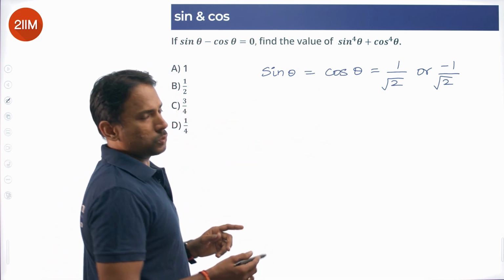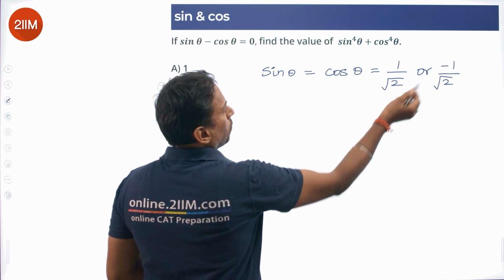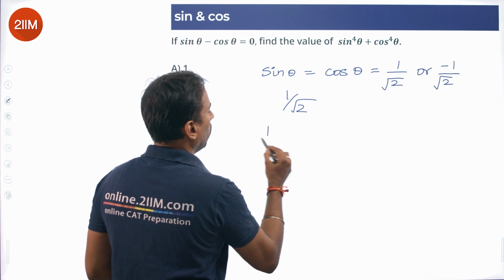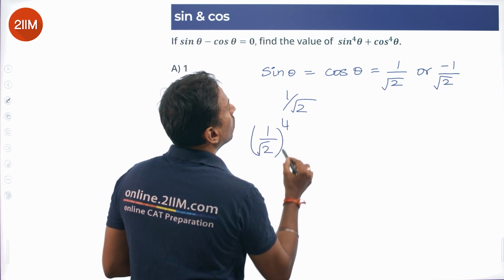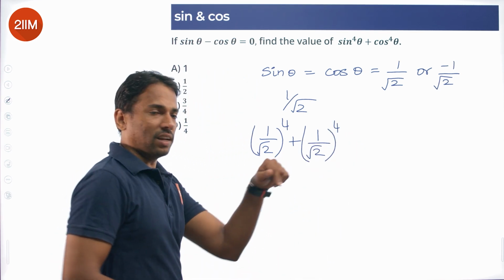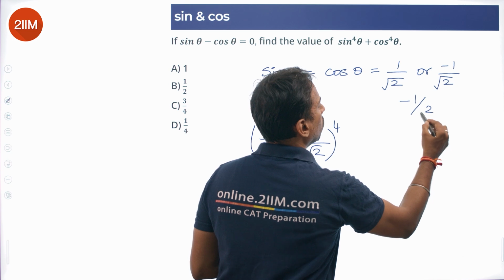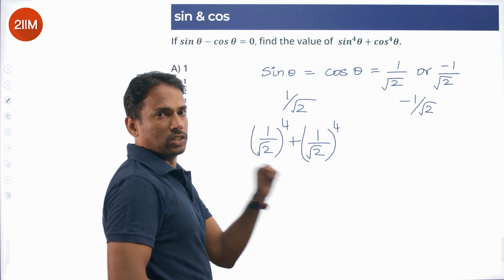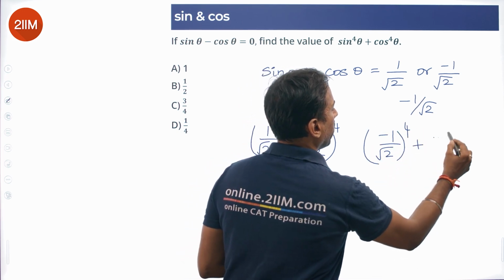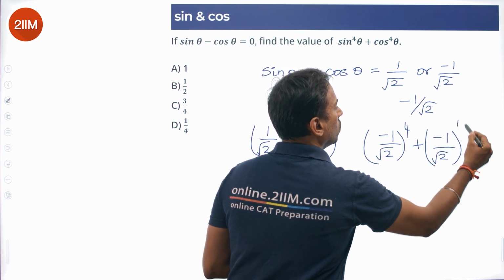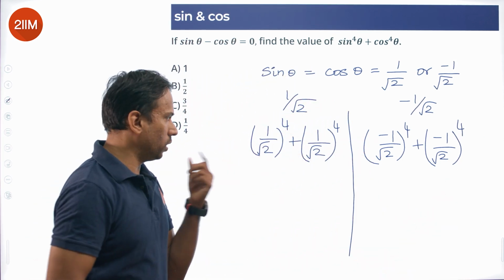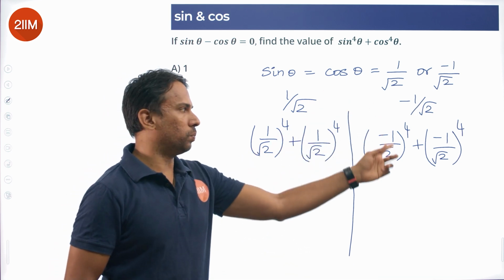Sin power 4 theta plus cos power 4 theta is the same as sin theta power 4 plus cos theta power 4. So we'll take the case 1 by root 2: we'll have 1 by root 2 whole power 4 plus 1 by root 2 whole power 4. Even if we take the other case, minus 1 by root 2, we'll have minus 1 by root 2 the whole power 4 plus minus 1 by root 2 the whole power 4. Again it is very clear that both of them will give the same answer, because it's going to be the same magnitude raised to the power 4.